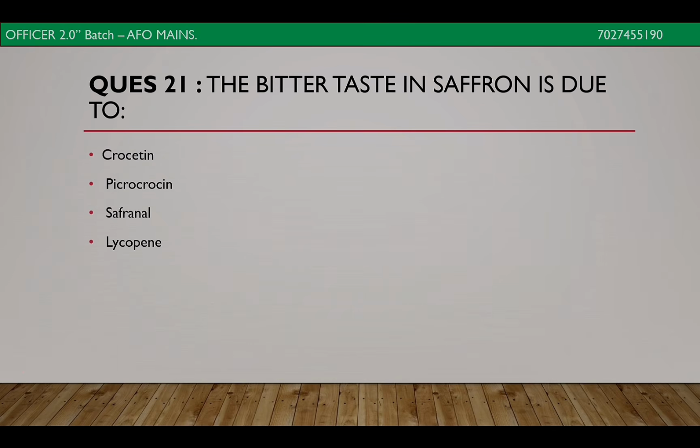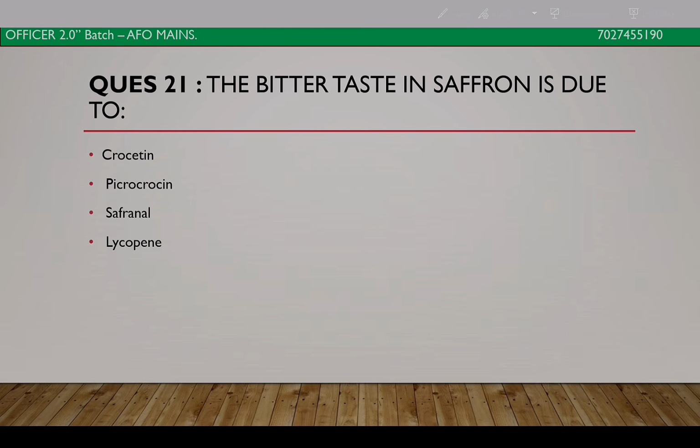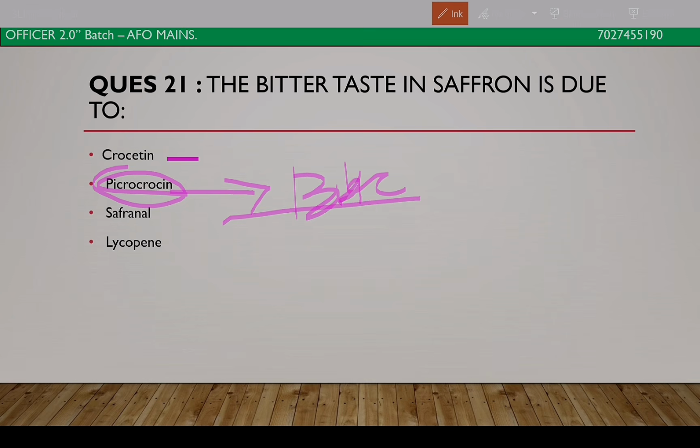Now the next question. This is an important question: in case of saffron, the bitter taste is due to picrocrocin. Picrocrocin is responsible for the bitter taste. Now, crocetin is responsible for color in case of saffron.